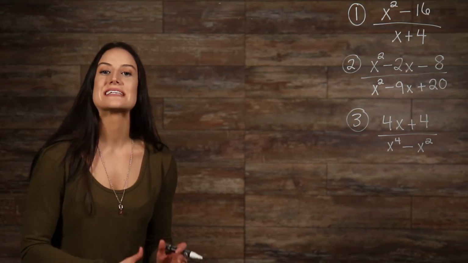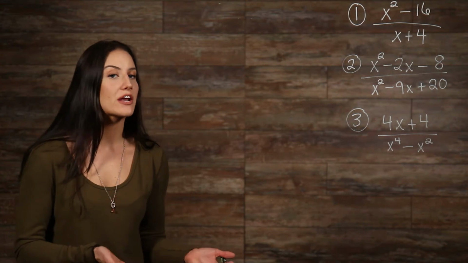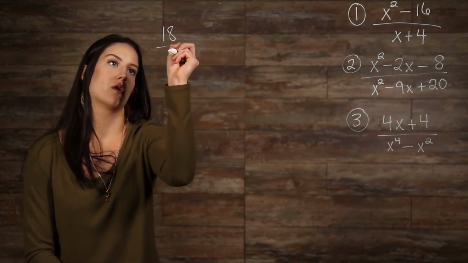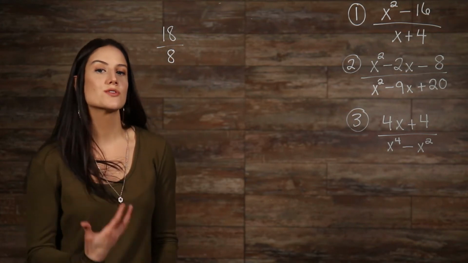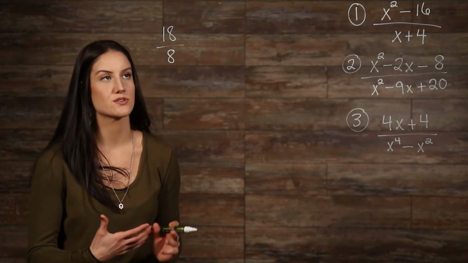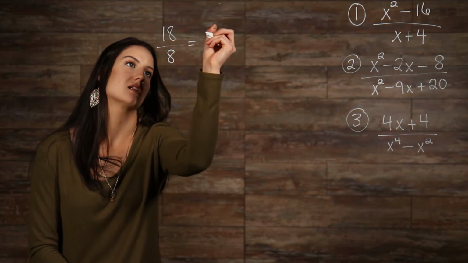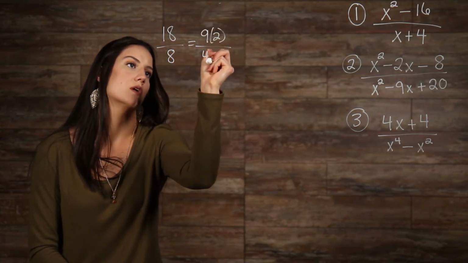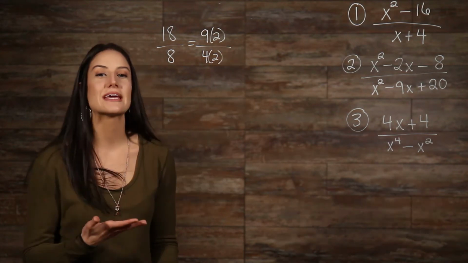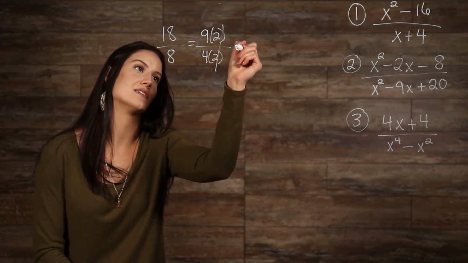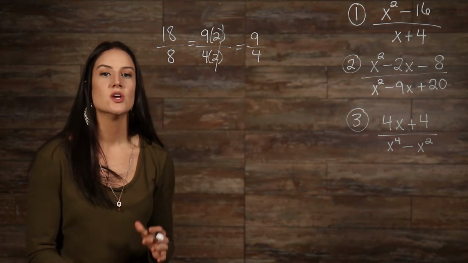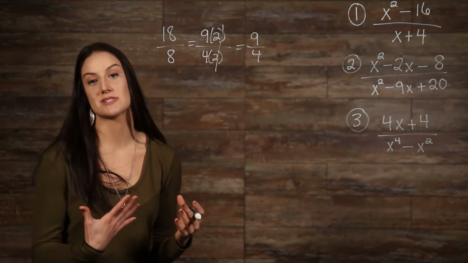We're actually doing the same thing we would do when reducing a regular fraction. So let's say we have 18 over 8. When we reduce this, we can cancel our like terms. So we can rewrite this as 9 times 2 over 4 times 2. We can cancel out our 2's here, giving us 9 over 4. So now we have a fraction reduced down to its simplest form.